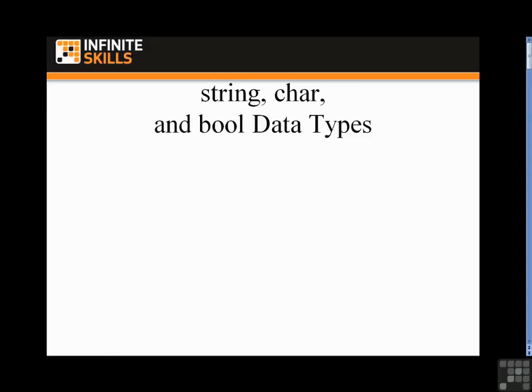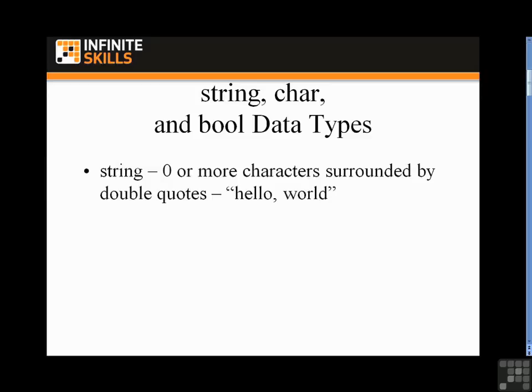After the numeric types, the next data types we want to look at are the string, the char, and the bool, which stands for Boolean. We'll start out with the string data type. A string is 0 or more characters surrounded by double quotes.